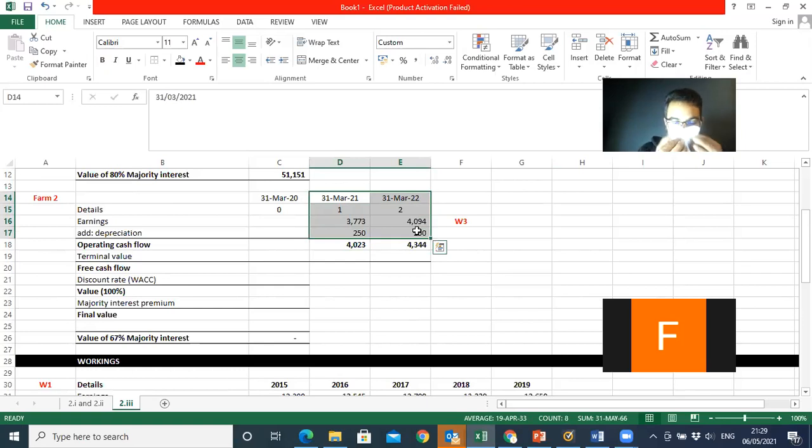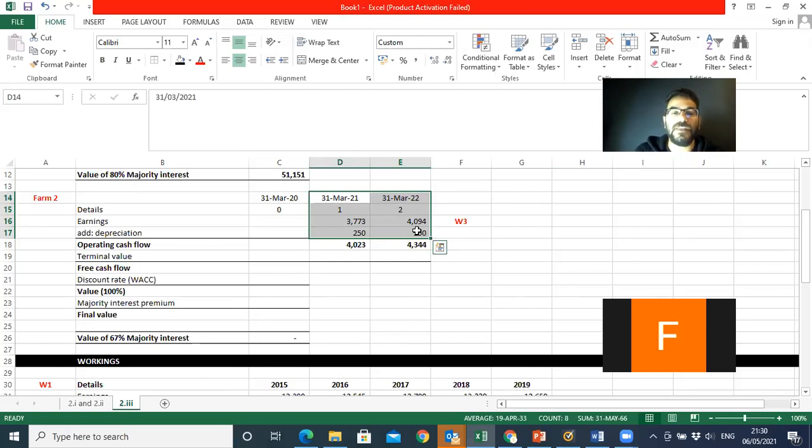Technically speaking, you want the explicit period to be 10 to 15 years. That is why in the real world, they hardly use the free cash flow method, because the forecasting is for 10 to 15 years and hardly anyone can forecast that accurately for so long. So therefore, there's a high forecast risk in the free cash flow. But here we only have 2 years, okay?